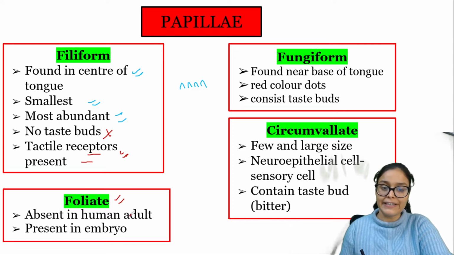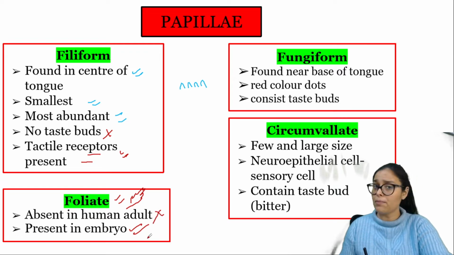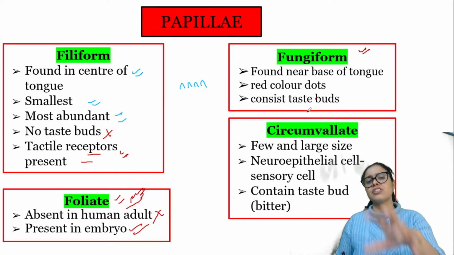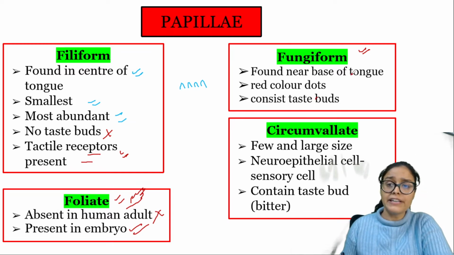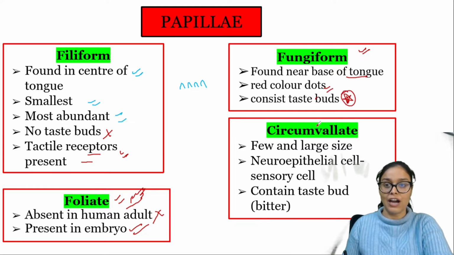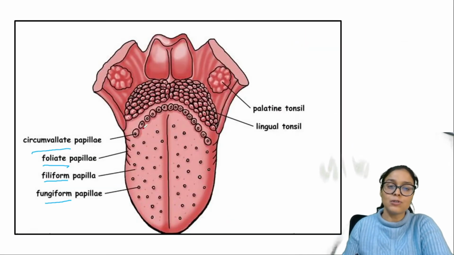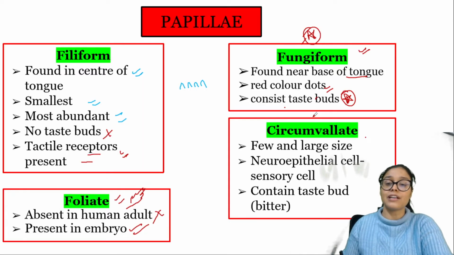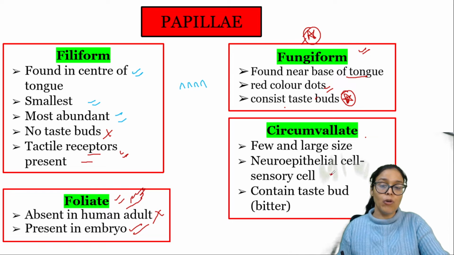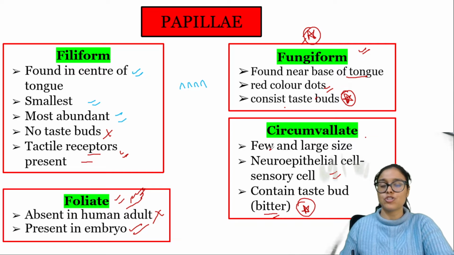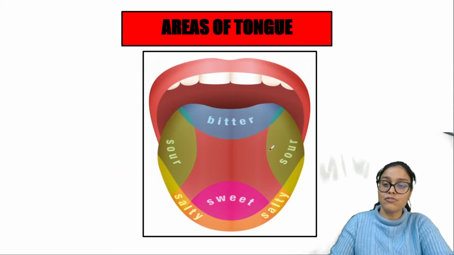When we talk about foliate, it's basically leaf-like papillae, and obviously it is only present in the embryo, not present in the human adult. When we talk about fungiform, from this papillae they have actually asked questions in NEET, right? It is found near the base of the tongue, it is red-colored dots and obviously contains taste buds, which you have to remember. So fungiform has taste buds. And when we talk about circumvallate, they are big knob-like structures. These contain neuroepithelial sensory cells and taste buds for bitter taste. So they will sense bitterness, right? So it's for bitter taste.